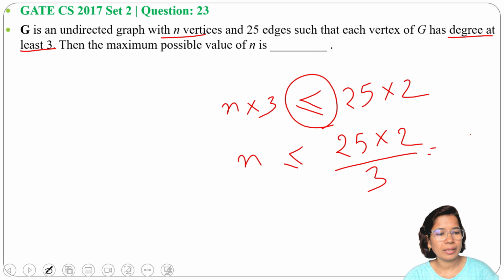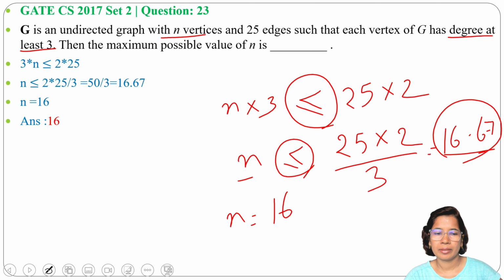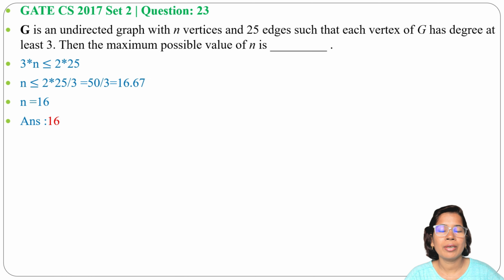So 50 divided by 3 will be 16.67. Now n is less than this, so n equals 16. The answer will be 16. This is simple. Just apply the formula, you will get the answer.